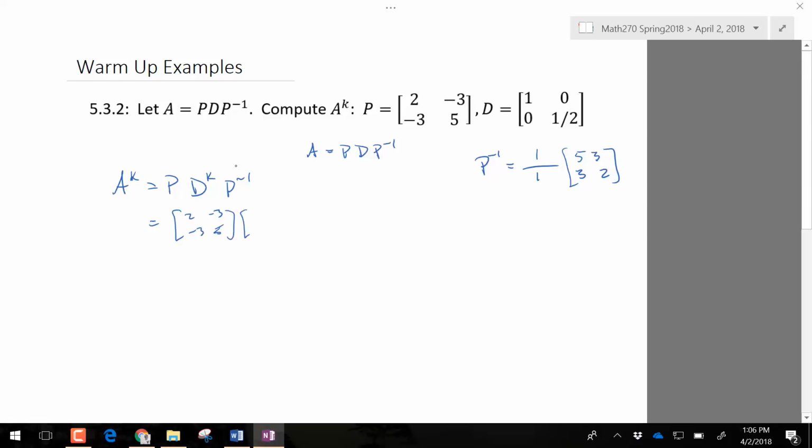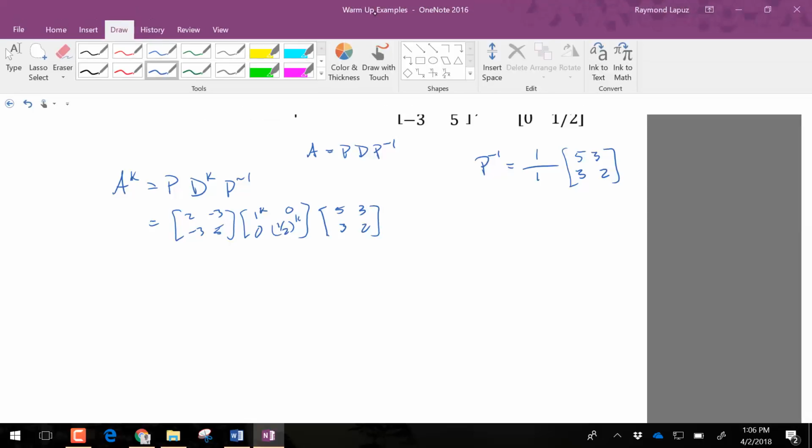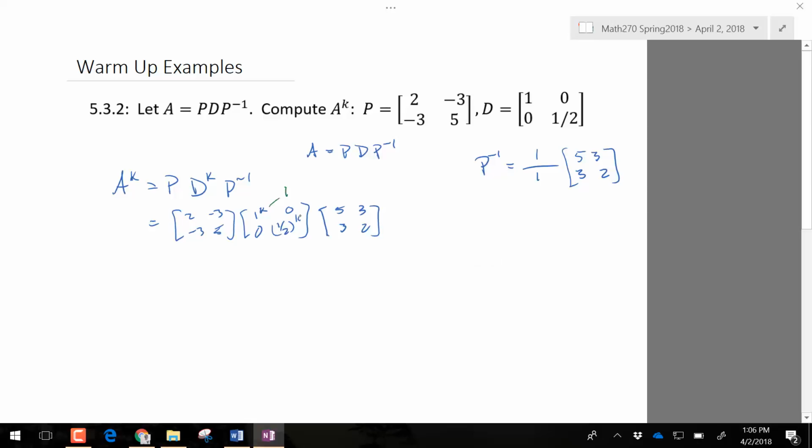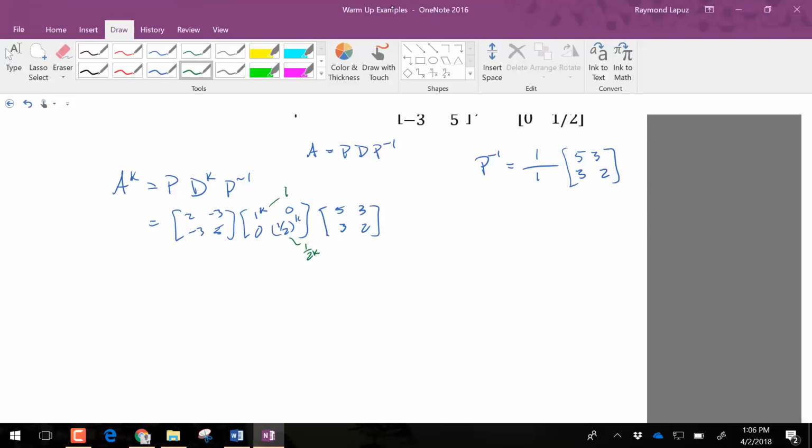And our D to the K power is 1 to the K power times 1/2 to the K power. So 1 to the K power is just 1. And 1/2 to the K power is just going to be 1 over 2 to the K, whatever that'll turn up. And then our inverse we found to be 5, 3, 3, 2. So if you just consider that 1 to the K as 1, and then this is 1 over 2 to the K, just to write it a little bit simpler.